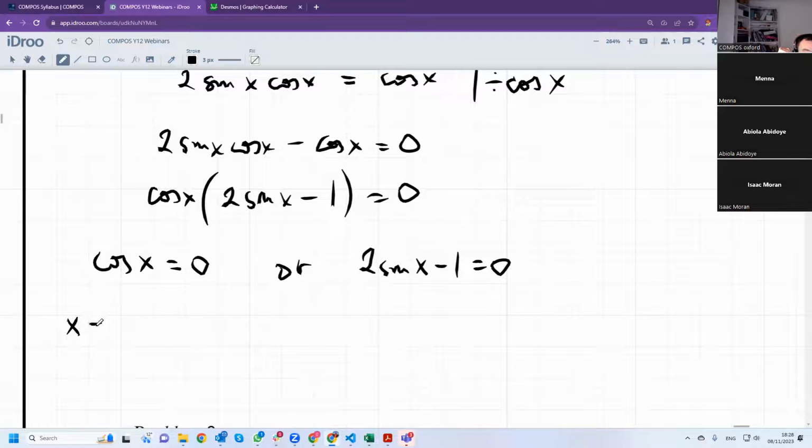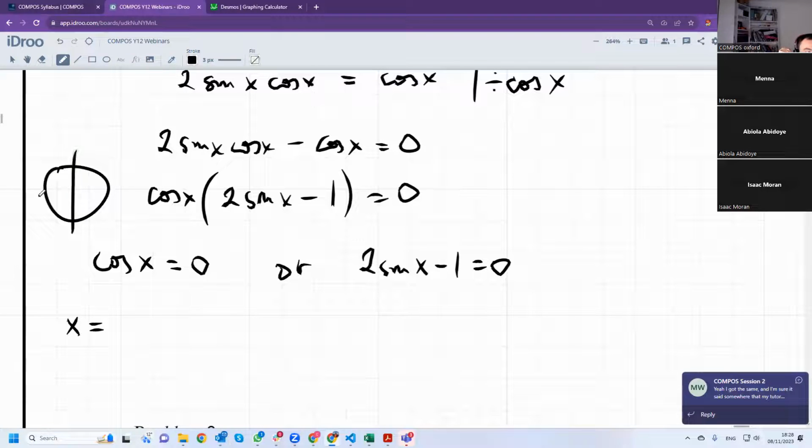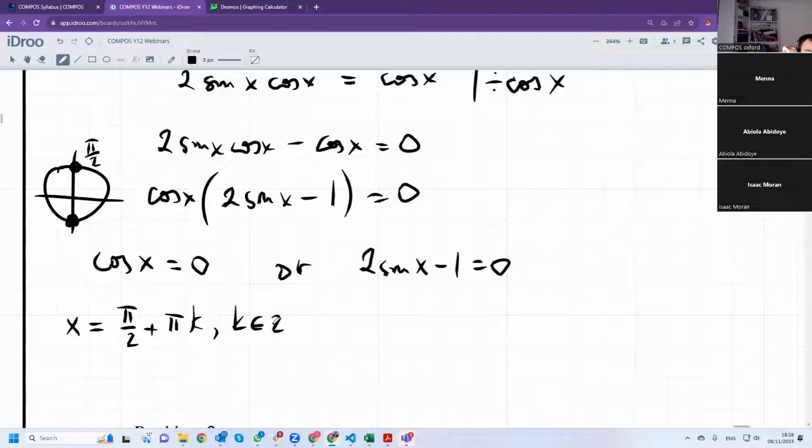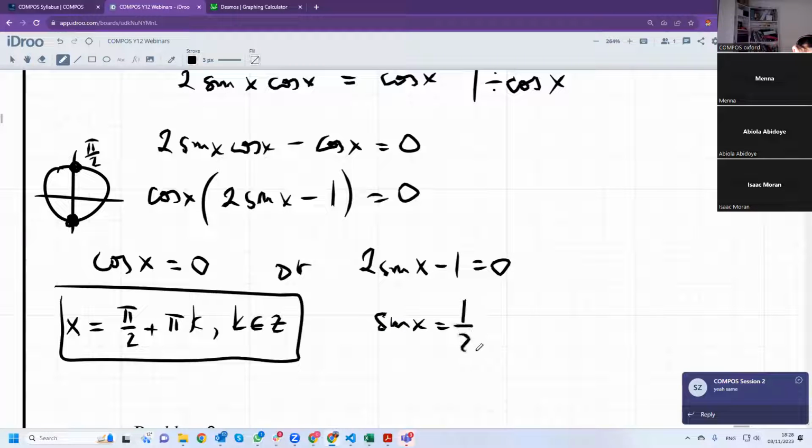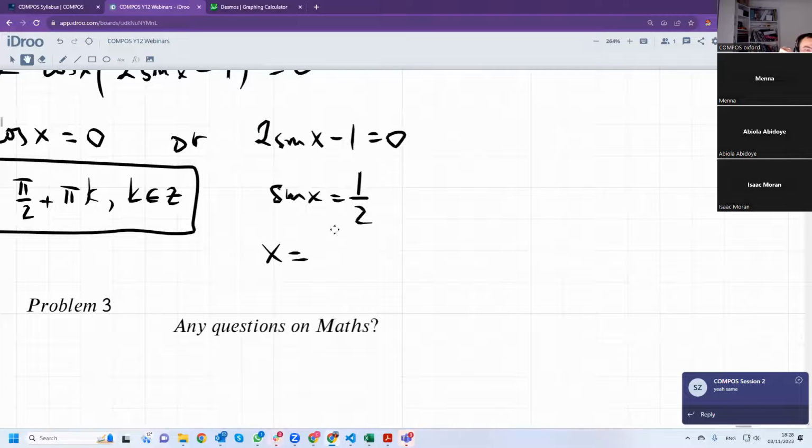So cos x is 0. If you draw the circle, cos x equal to 0 is here and here. So this is pi over 2, and this is pi over 2 plus pi. So it's pi over 2 plus pi k, where k is an integer. This is sine x equals a half. So x is equal to.